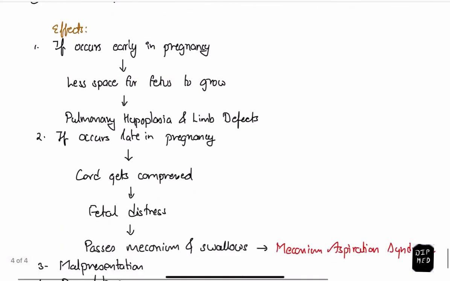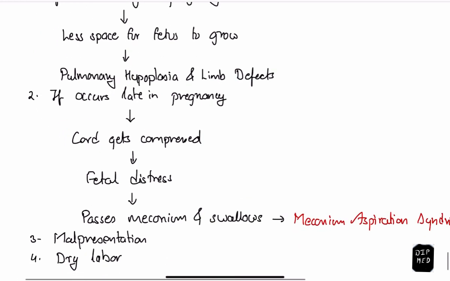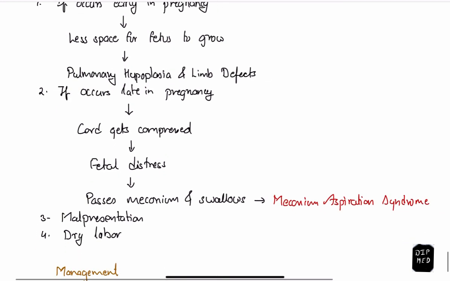The effects of oligohydramnios are: number one, if it occurs early in pregnancy, there will be less space for fetus to grow. This can lead to pulmonary hypoplasia and limb defects. If it occurs late in pregnancy, there is chance of cord compression, fetal distress, because of which the fetus passes meconium and swallows it, leading to meconium aspiration syndrome. Less amniotic fluid means limited mobility of the fetus, hence it can cause malpresentation. And lastly, this can also cause dry labor.